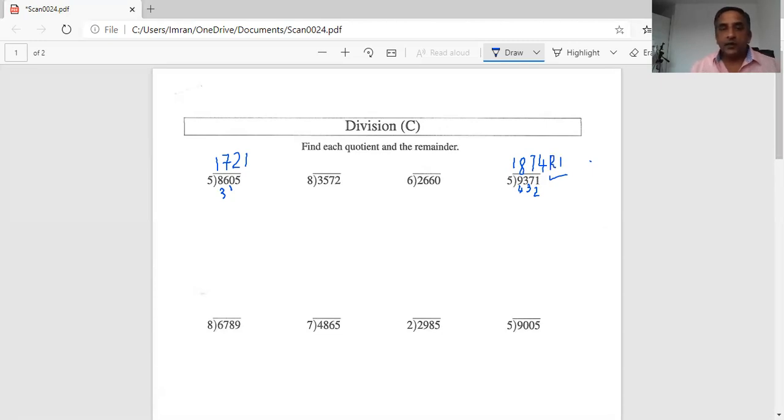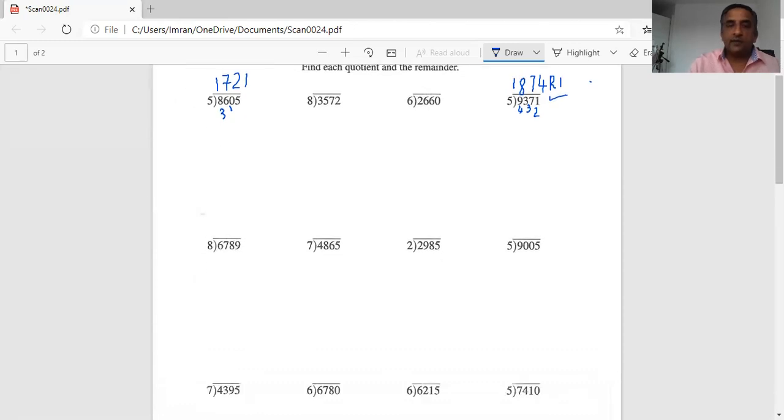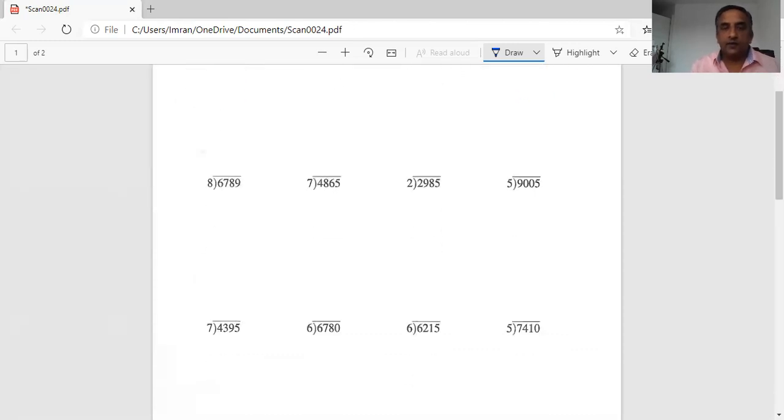Now I'm going to do another question for you, and then I will recommend you if you can do the rest of them by yourself. Here, can you see we have to divide in this question? We have to divide 4865 by 7. So how can we divide it? Obviously we'll do one by one.